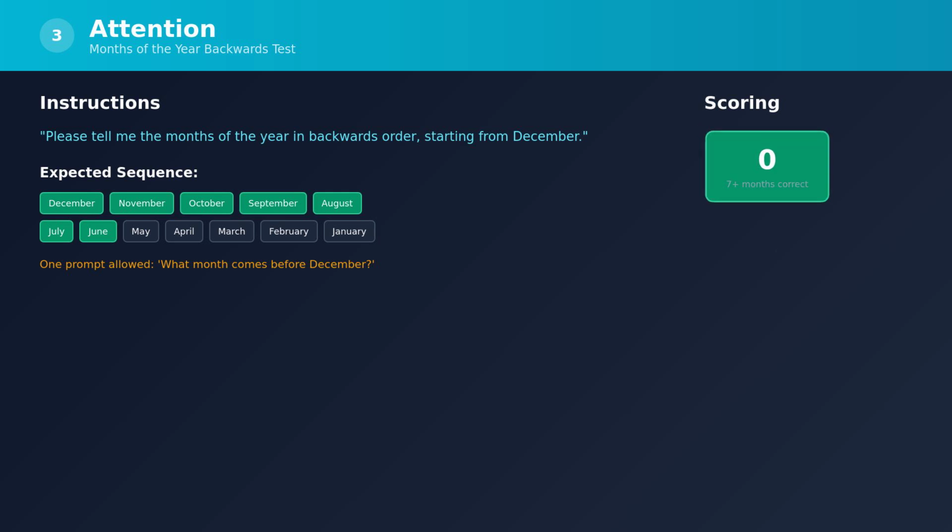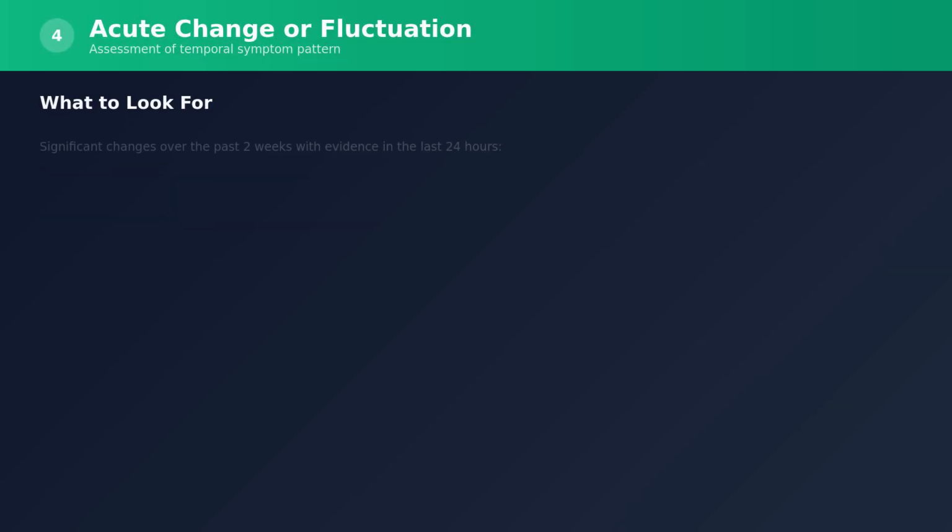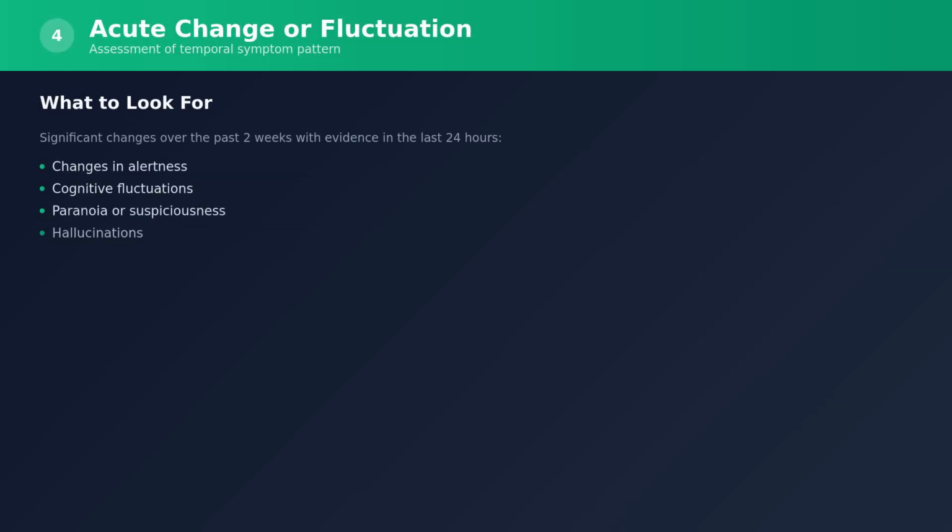Component 3, attention. Ask the patient to recite the months of the year backwards, starting from December. 1 prompt is allowed. If they get 7 or more months correct, score 0. Fewer than 7 months or refusal scores 1 point. If the patient is too drowsy or unable to attempt the task, score 2 points.